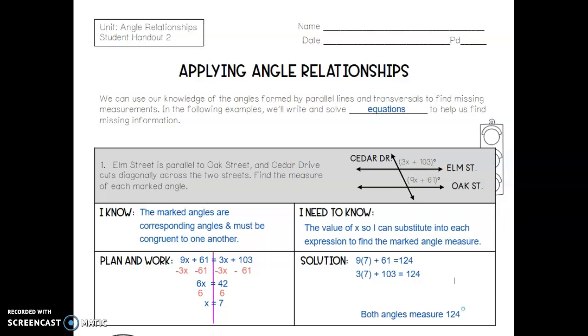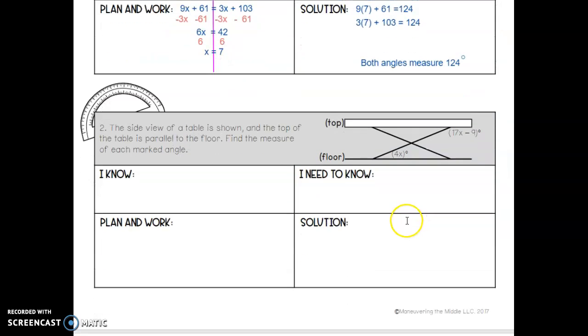Now let's ask ourselves, does that make sense? If I look at those angles, they are obtuse, which means I should have a number larger than 90. This is where your common sense comes in. If you do all of your work and you plug in your value and you got, say, 89, would that make sense in the context of this situation? No, it wouldn't. Those are acute angles. If you identify that you have an obtuse angle, which is larger than 90, your answer should be larger than 90. So scroll on down and take a look at number 2.